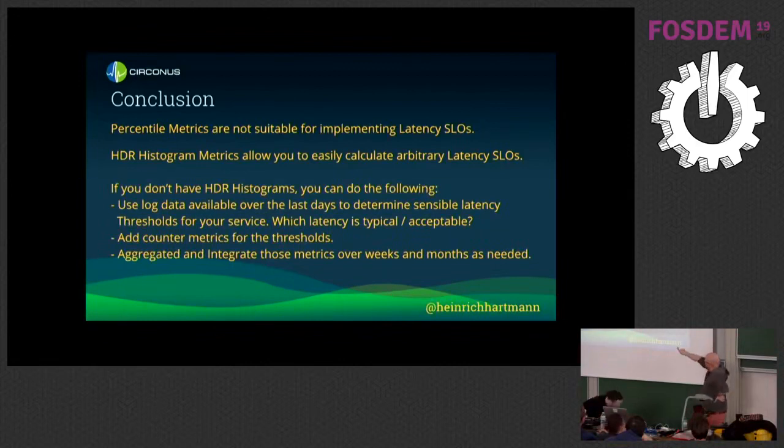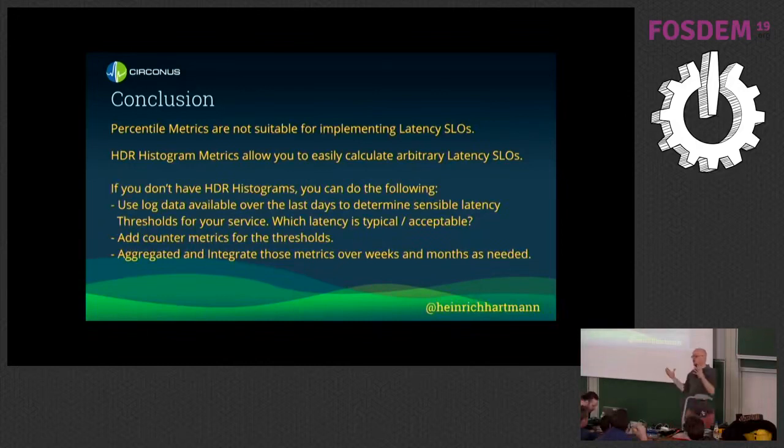And then you add the instrumentation for the counter metrics. You do less than 100 milliseconds, less than a second, less than 200 seconds. And then aggregate those metrics over weeks and months as needed with the tools you have. It's a little bit of a pity that you have to make these upfront choices, but as I said, this is how it works. And this is actually how Prometheus histograms work.